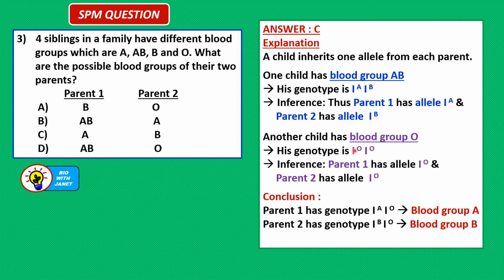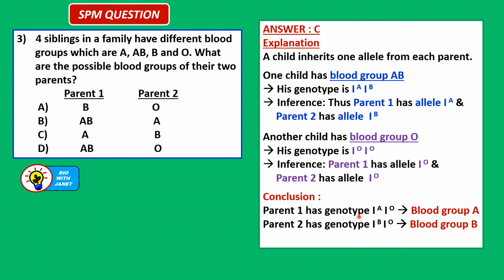So another child has blood group O. Again, there's only one genotype for blood group O, which is IOIO. The inference here is that one parent has given the allele IO, and the other parent has given the allele IO also to his child, right? So each parent must have one allele IO already. We know that, right? So we combine these two inferences.